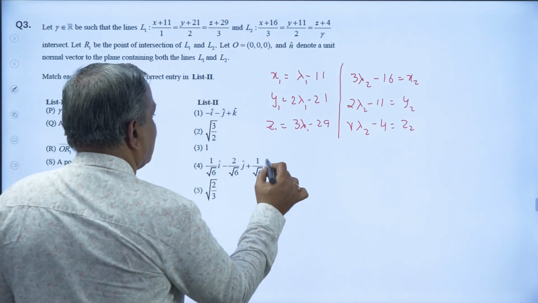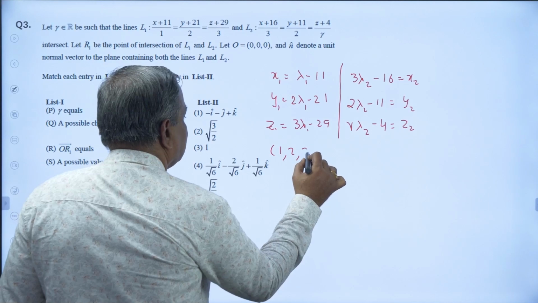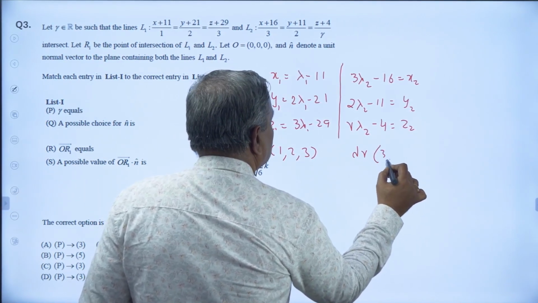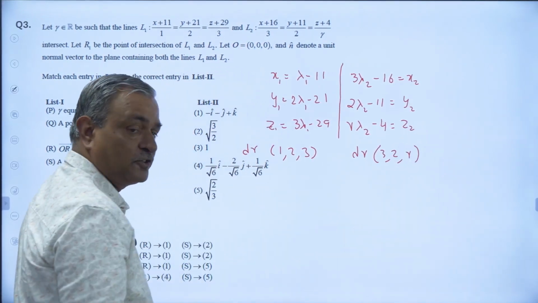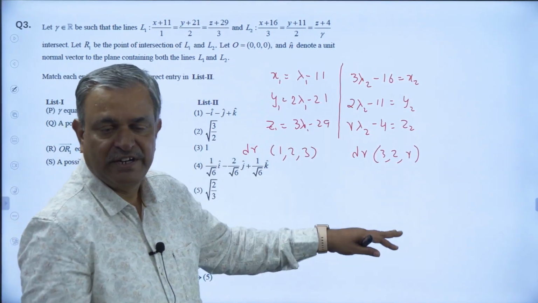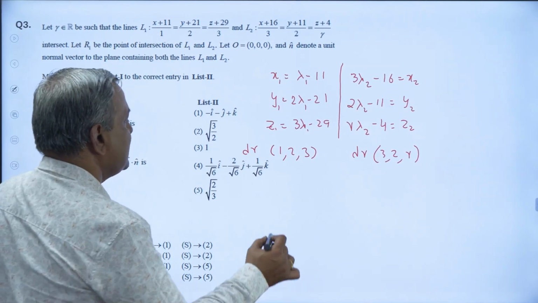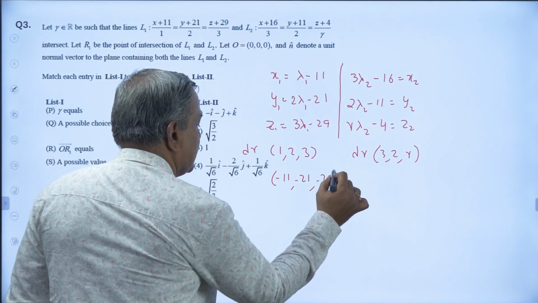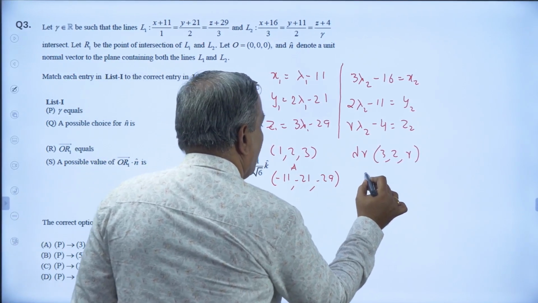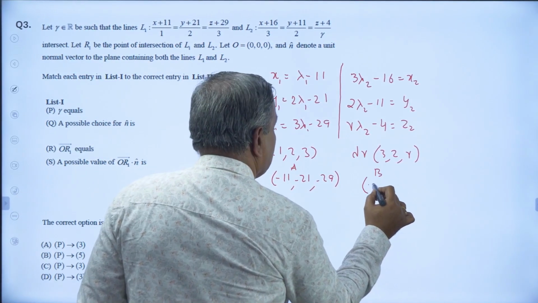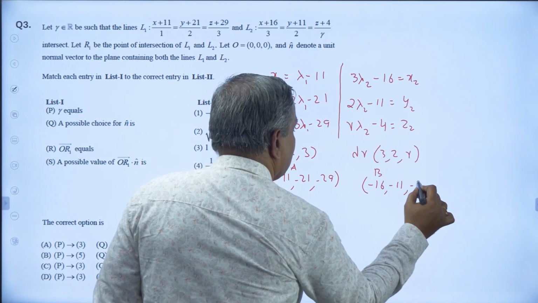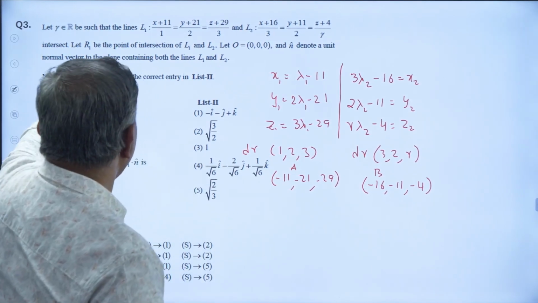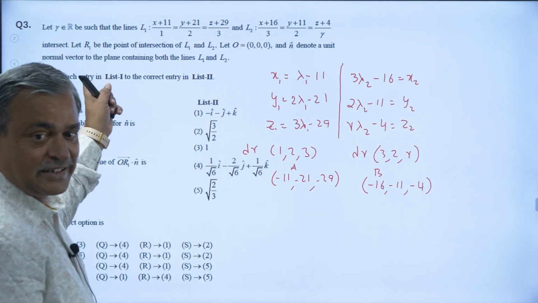These DRs, 1, 2 and 3, are the DRs of this line. DRs of this line are 3, 2 and gamma. You wrote the DRs, and you wrote the point lying on a line: A is minus 11, minus 21, minus 29. Some point B lying on this line is minus 16, minus 11, minus 4. You wrote all the information.